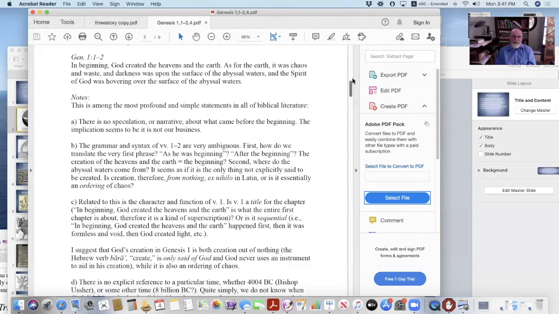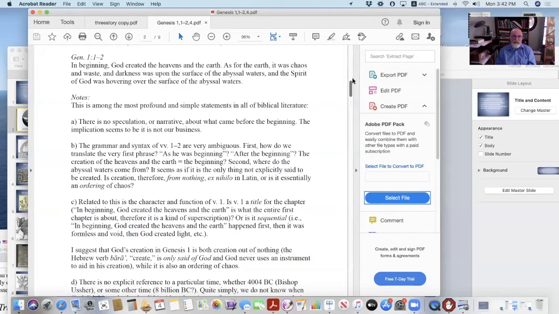And secondly, where do the abyssal waters that the Spirit of God is hovering over come from? According to some scholars, it is the only thing not explicitly said to have been created. Is that a result of the creation in beginning in verse 1? Or is God simply ordering the stuff of chaos? And that is one of the most profound and early debates about the book of Genesis that exists.